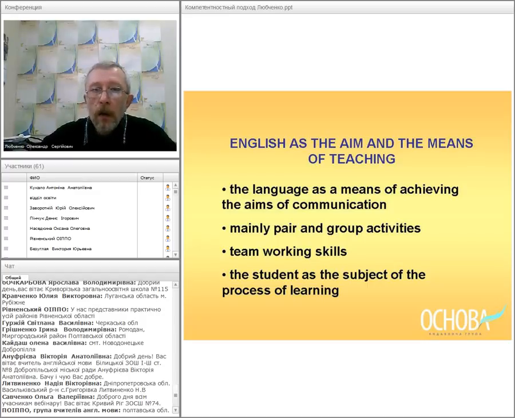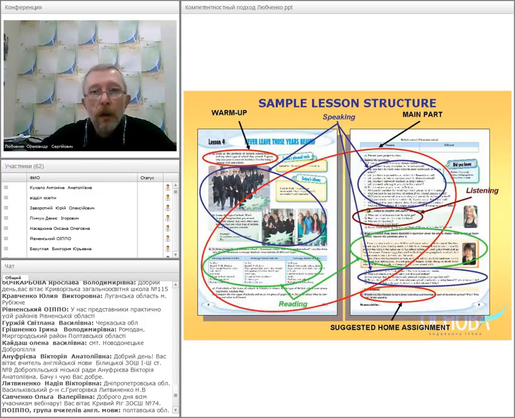Now let's have a look at a sample page, and then a little bit later we'll try to figure out how it works. As you can see, this is one lesson that is designed to be covered in 45 minutes. It has basically 3 stages: the warm-up stage, the main part of the lesson where the material is processed, and the suggested home assignment, what we believe should be done at home.